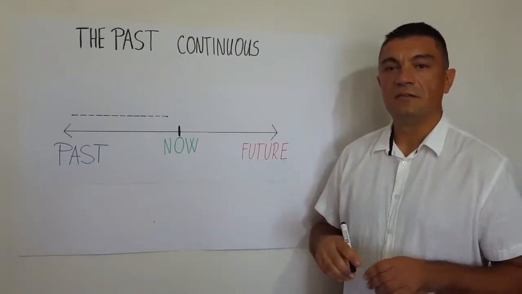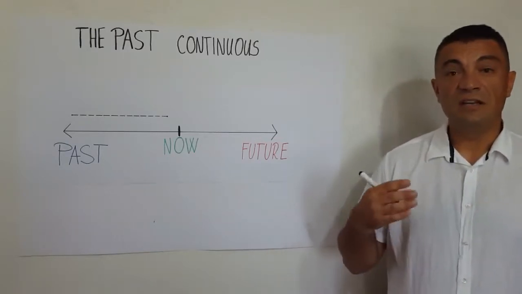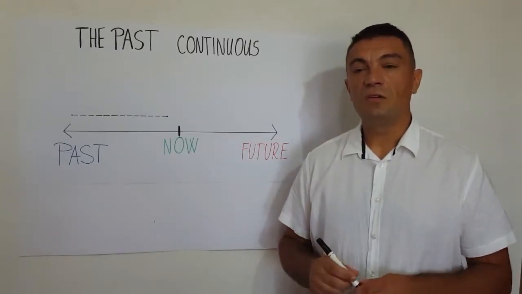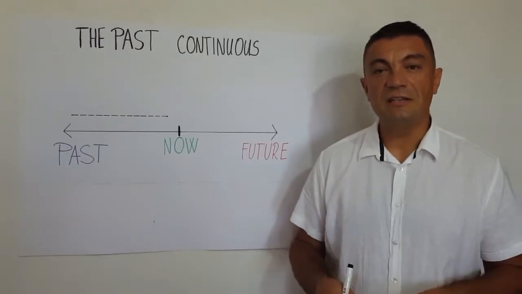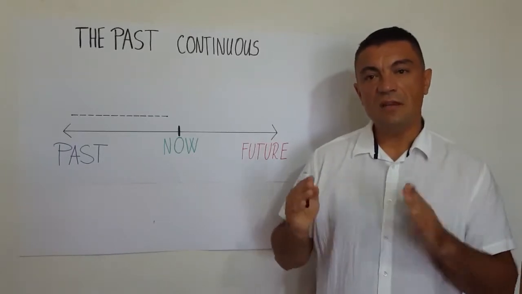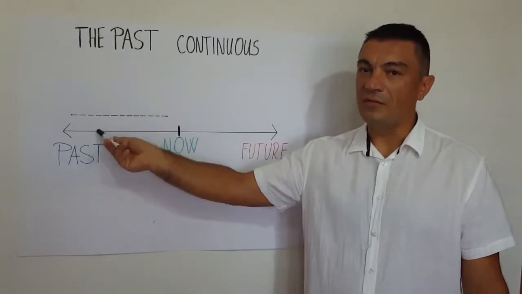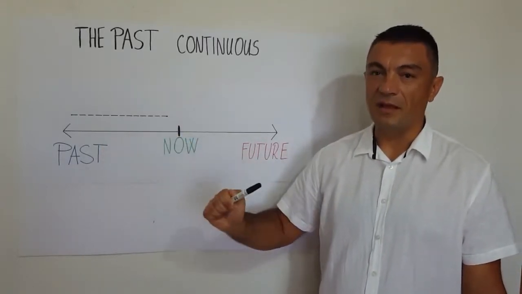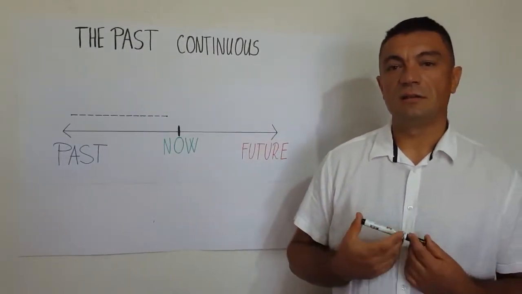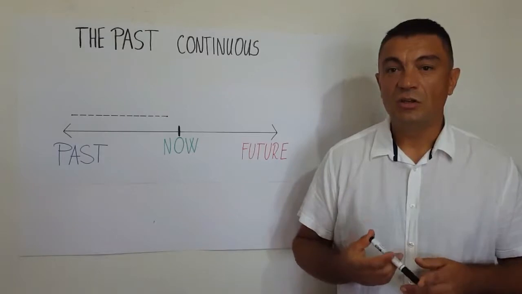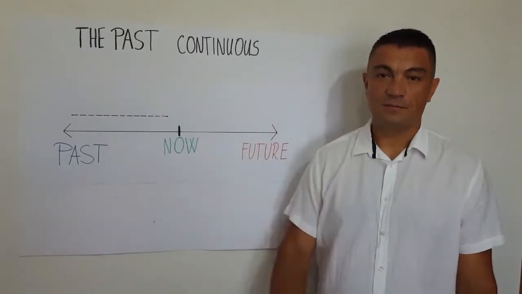Continuous means without stopping or making a pause or an interruption. When we use any continuous tense, we mean that an action is in progress. Continuous equals duration, which is represented on this timeline with this dotted line. So, in general meaning, the past continuous tells us about an action which was in progress in the past.